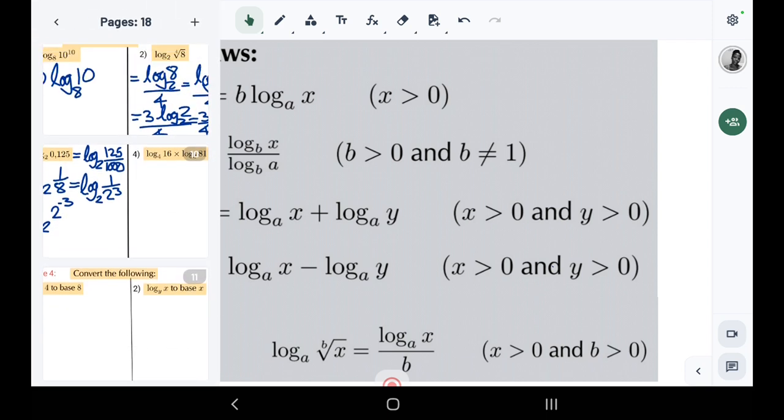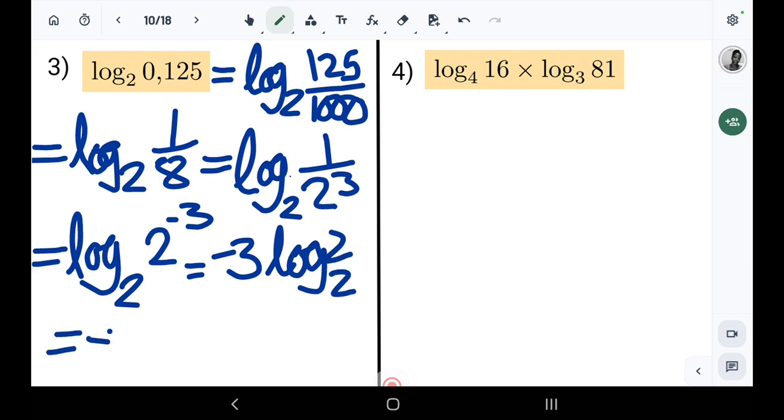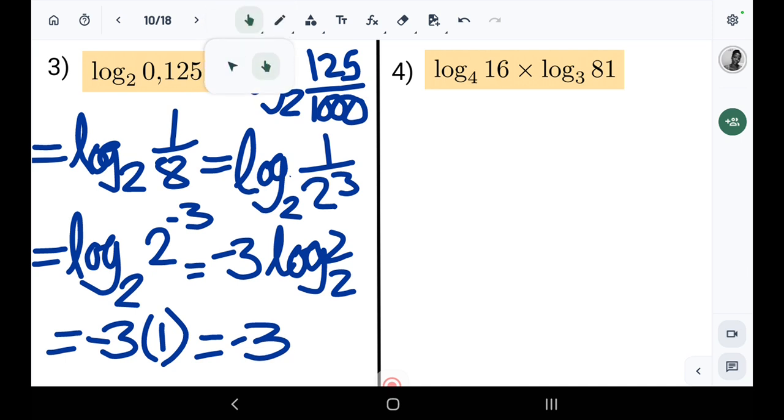So that equals negative 3 times the log of 2 to the base 2. The log of 2 to the base 2 equals 1. So that is negative 3 times 1, which equals negative 3. And that is how you solve that. Next question: the log of 16 to the base 4 multiplied by the log of 81 to the base 3.